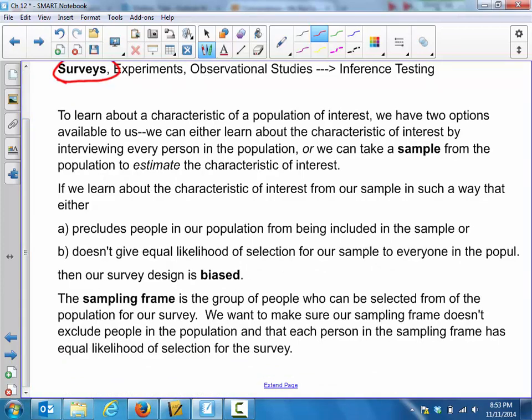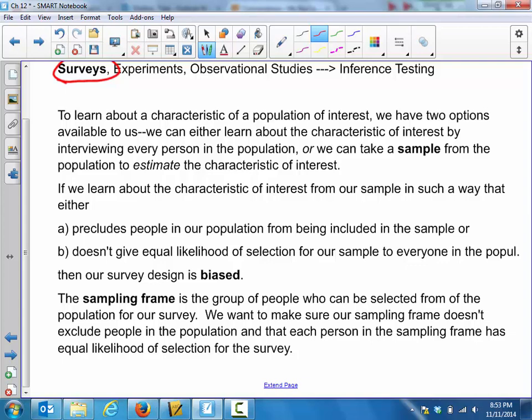All right, so to learn about a characteristic of a population of interest, we have two options available to us. We can either learn about the characteristic of interest by interviewing every person in the population, that is a census, or we can take a sample from the population to estimate the characteristic of interest. If we learn about the characteristic of interest from our sample in such a way that either A, precludes people in our population from being included in the sample, let's go on to B, and then we'll talk about examples of each. Or B, doesn't give equal likelihood of selection for our sample to include everyone in the population, then our survey design is biased. Bias is something that we need to avoid.